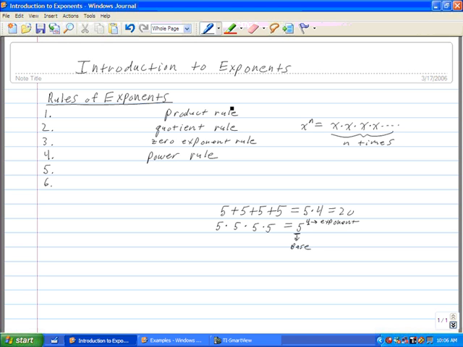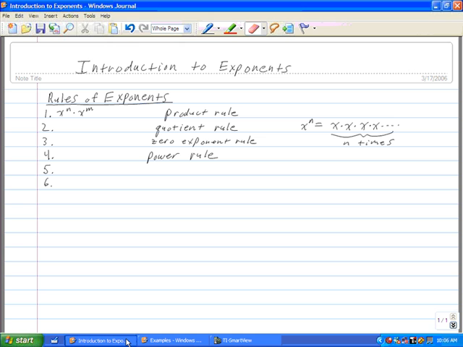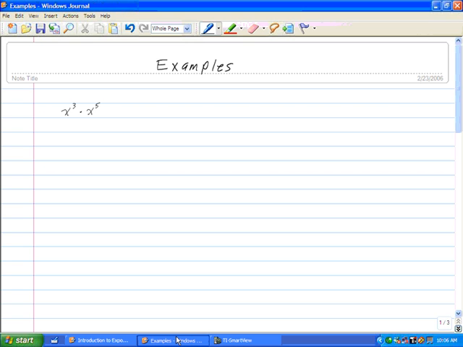Your first rule is the product rule. With the product rule, we're going to have x to the n power times x to the m power. In other words, same base being raised to 2 different powers and then being multiplied. And we need to see what's going to happen with this. The easiest way to see what's going to happen is with a numerical example. Let's take x to the 3rd power times x to the 5th power. And remember, the only thing we have to work with right now is the actual definition. So let's see what we can do with that.